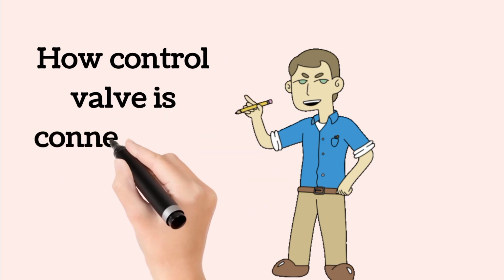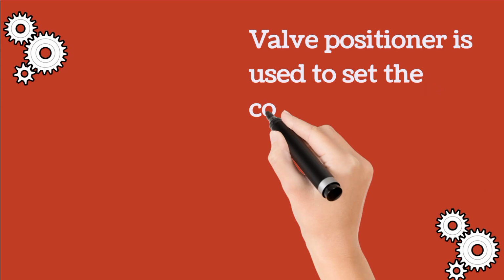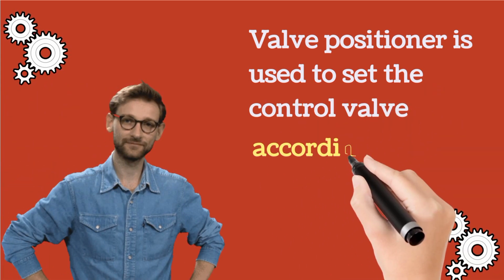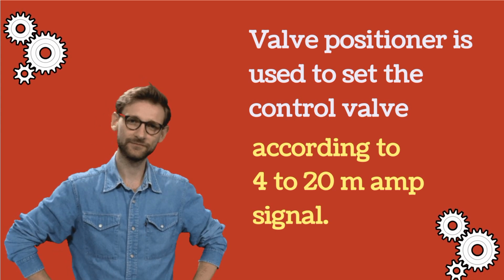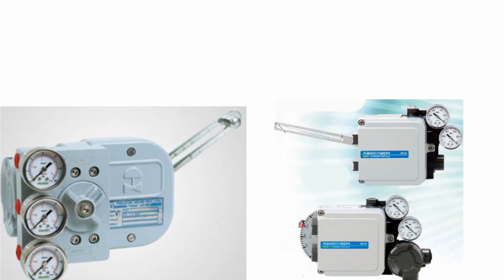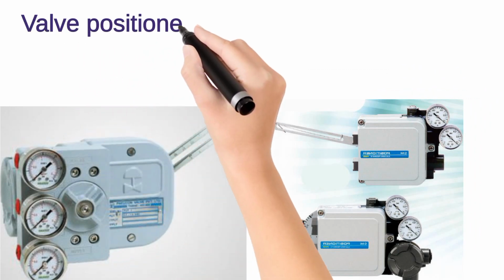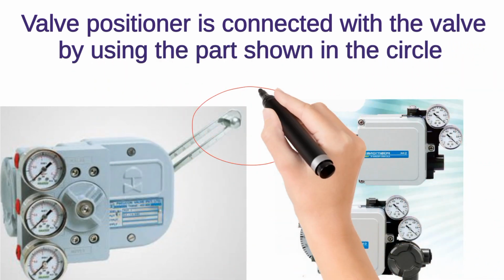How is a control valve connected to valve positioner? See the answer. Valve positioner sets the position of control valve according to 4 to 20 milliampere signal. That's why valve positioner is connected with the control valve. In these images, valve positioners are shown. The right one is electro-pneumatic positioner and the left one is pneumatic positioner. The part by which the valve is connected to the positioner is shown in the circle.